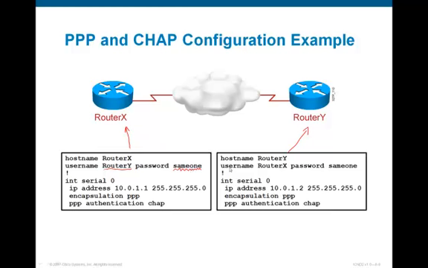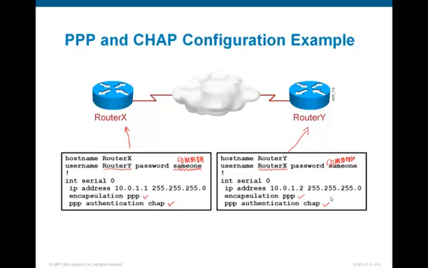Now, as you can see, the username registered the other person, and this is a common password. Remember, this is a common password that both must have. So this is the common encryption hashing key. Then the rest is easy. You turn on PPP encapsulation on the respective interface and make sure you enable PPP authentication CHAP. And there you have it.